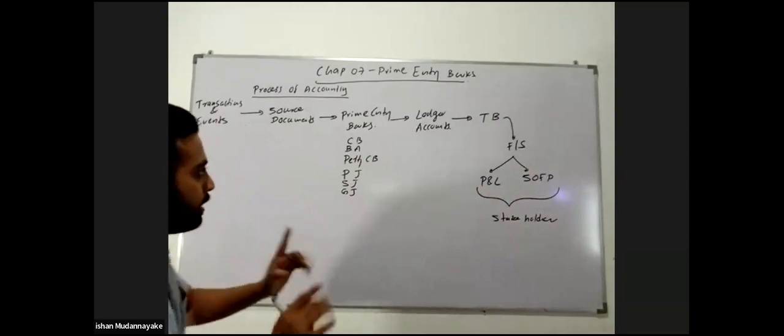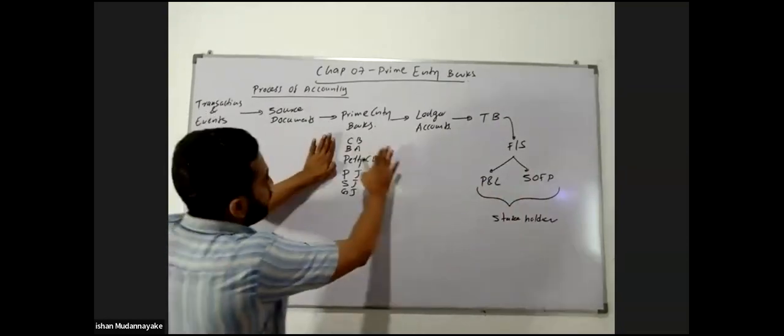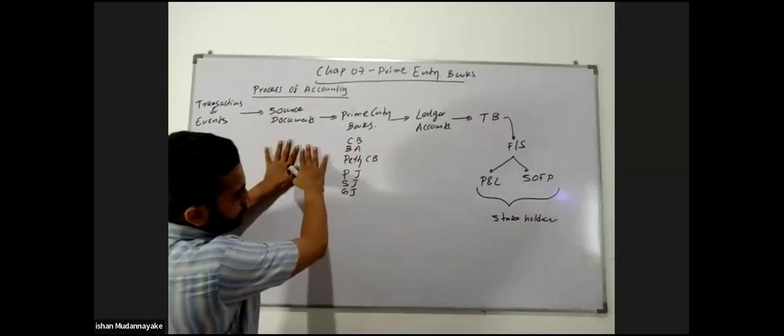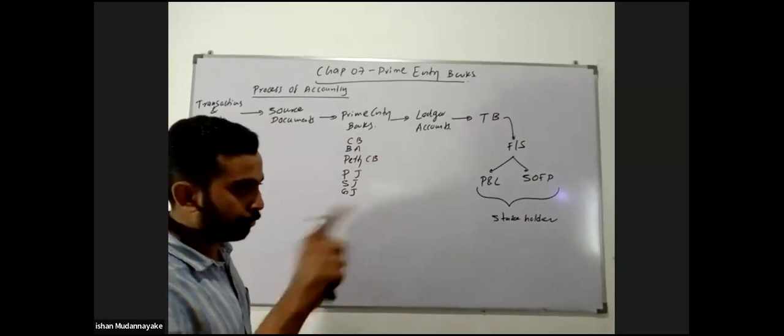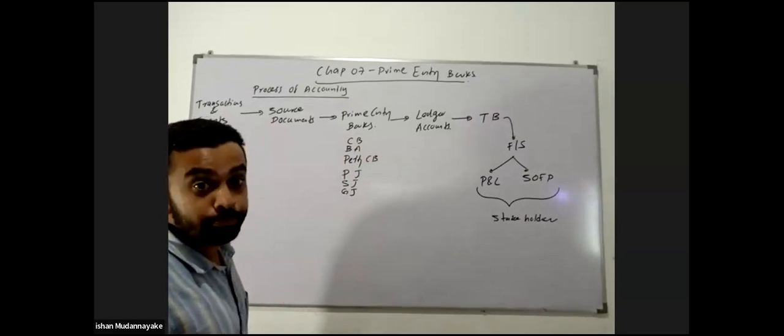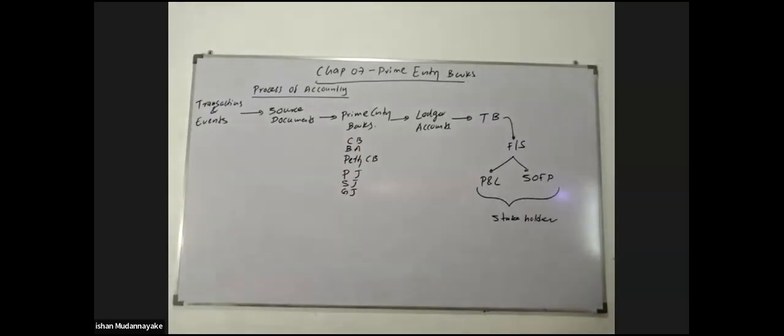Right. Today we will discuss until 8:45. Until 8:45 we will discuss primary books and source documents. After 8:45 we will move on to discuss the paper. Quickly write down this process of accounting. If you have any doubt, please tell me.